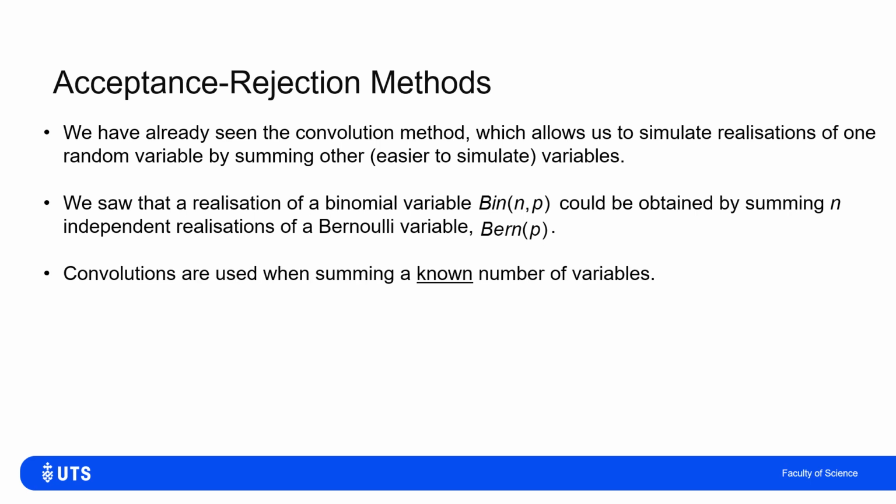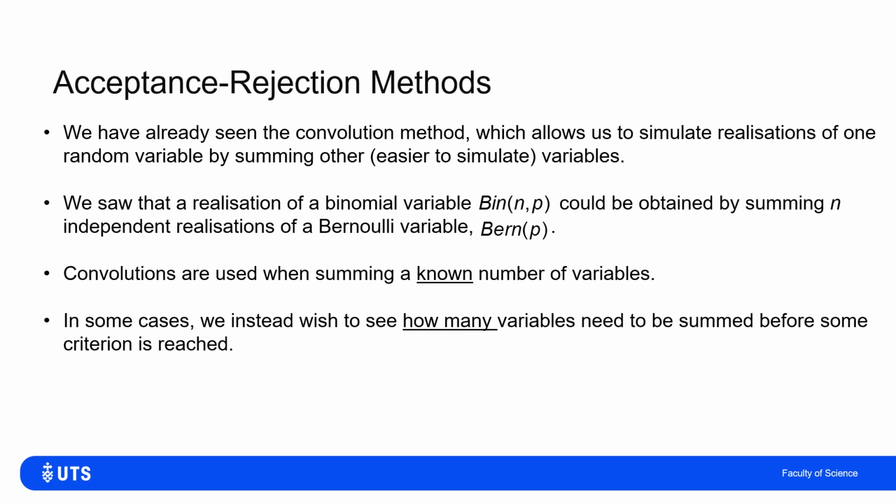Now, we used convolutions when I was summing a known number of variables. If I want to simulate a binomial with parameters n and p, from simulations of a Bernoulli with parameter p, I just add n of those. Sometimes we go the other way, and I want to know how many variables I sum until I reach some stopping criterion.